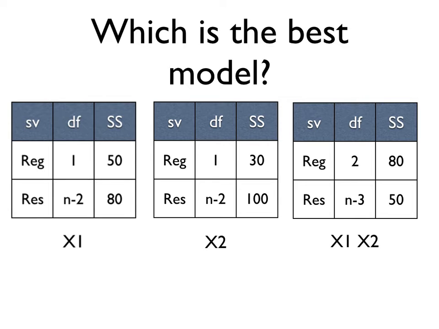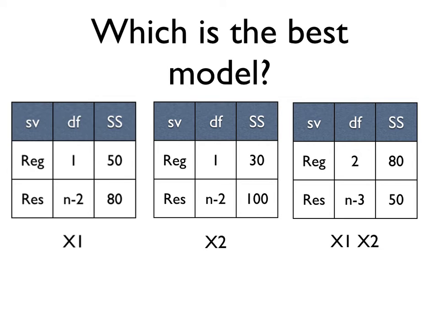Can I ask a question? Please. So how come for residual it's 50 and not 180? Because 80 can't be more than 130. The total amount of variance in Y is all the sum of squares added up together, which is 130. So 80 and 50 is 130, 30 and 100 is 130, 80 and 50 is 130.